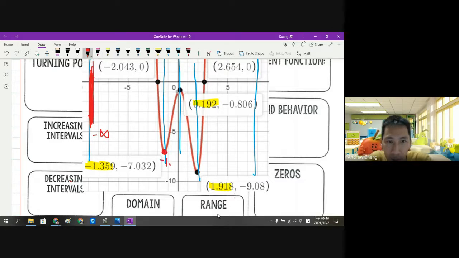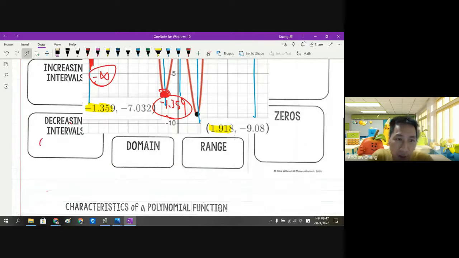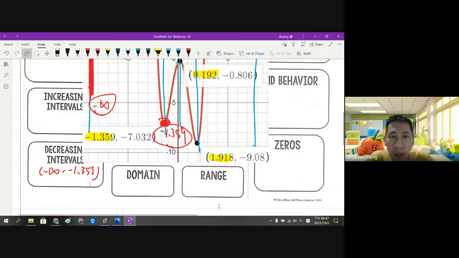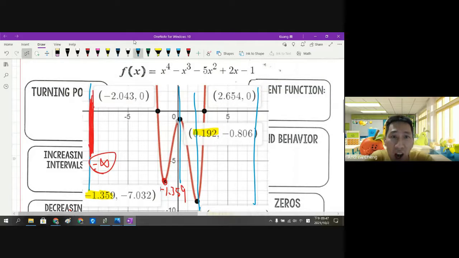1.359. So that means from negative infinity to negative 1.359, when you move to the right, the graph is going down, right? The graph keeps going down to this point. So there will be a decreasing interval. I would say it's from the left hand side, not up and down, from the left hand side to negative 1.359.